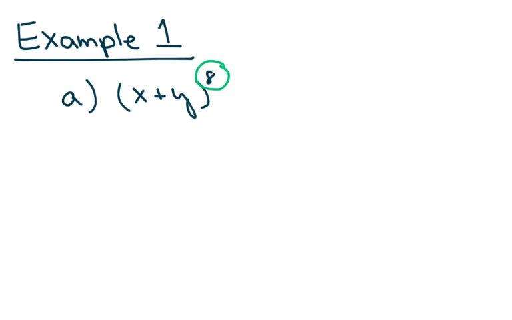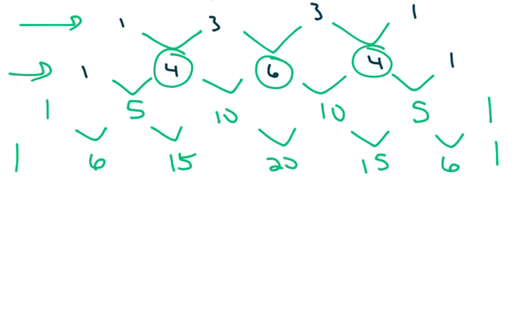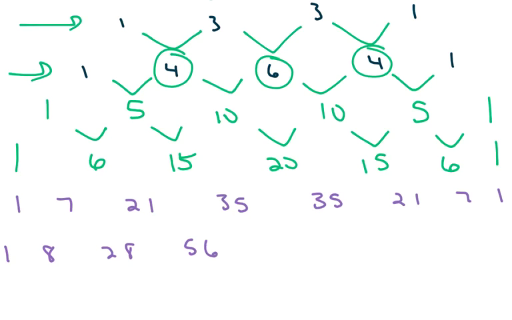All right, well, now I got to go back because I didn't go to row 8. I went to row 6. So I need to finish and write 2 more rows. So the next row is 1, 7, 21, 35, 35, 21, 7, and 1. So that's row 7. And row 8 will be 1, 8, 28, 56, 70, 56, 28, 8, and 1.